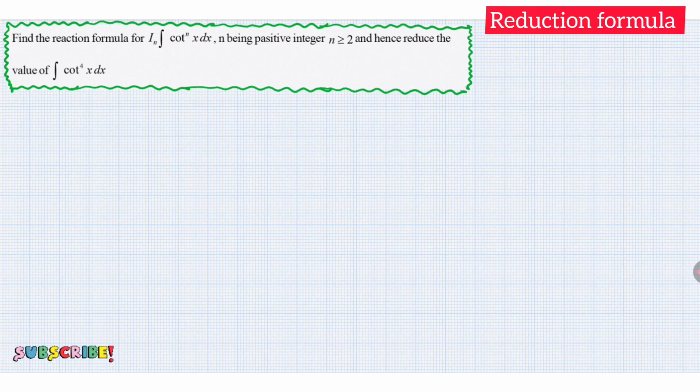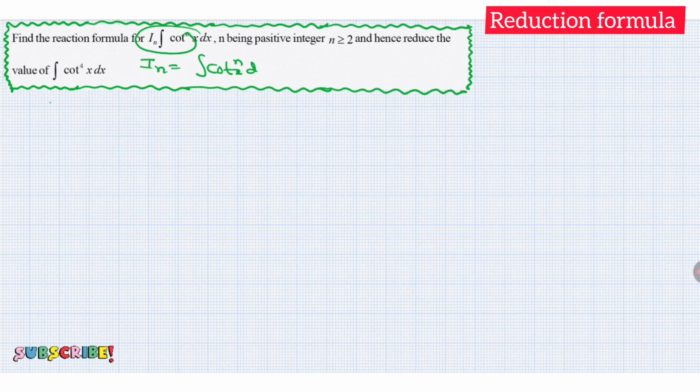Here find the reduction formula for I n is equal to integration cot x power n dx, here n being positive, n greater than or equal to 2, hence reduce the value of integration cot x power 4 dx. Okay, now let's start the proof.